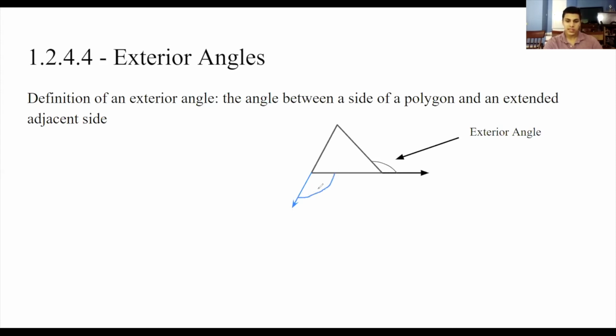So in this case, this is also an exterior angle of this polygon. This one's an exterior angle because we extended this side right here, and this one's an exterior angle because we extended this side right here.